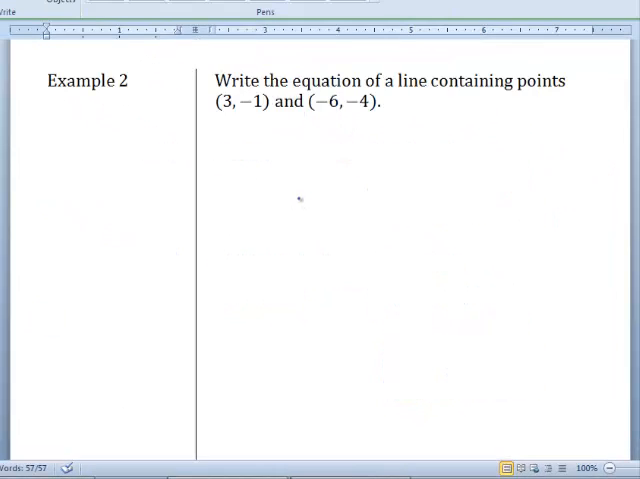All right, here's example 2. What I want you to do is pause the video and solve this one into an equation in slope-intercept form using point slope form. Then replay the video and check your answer.